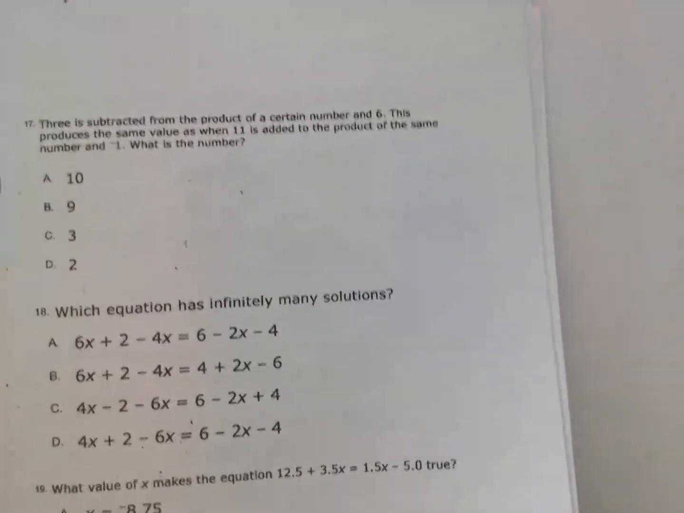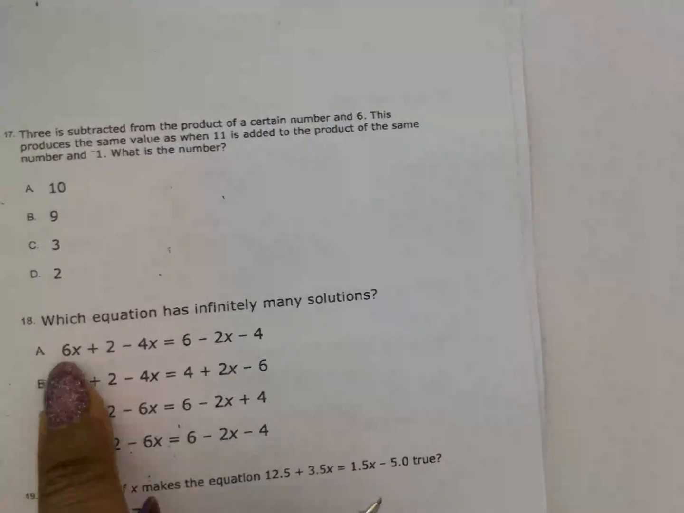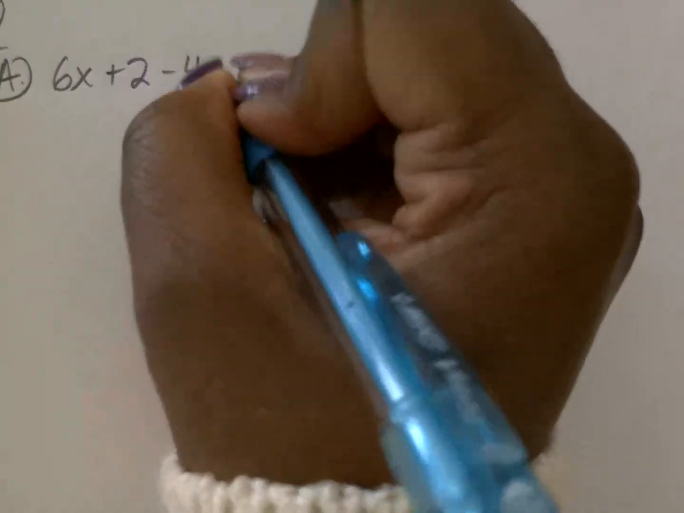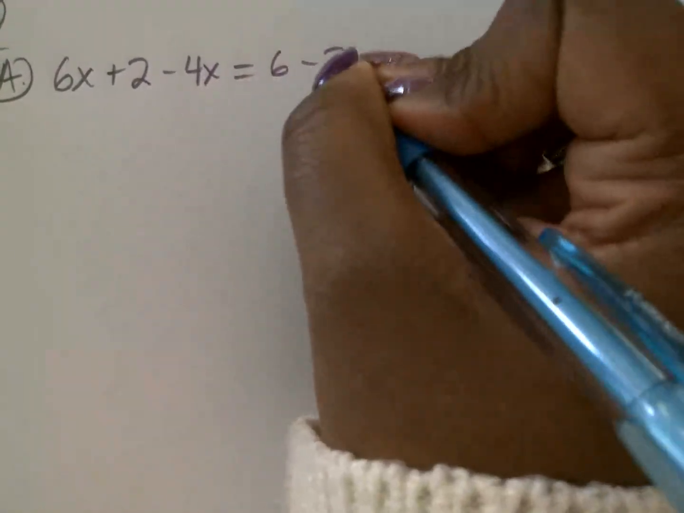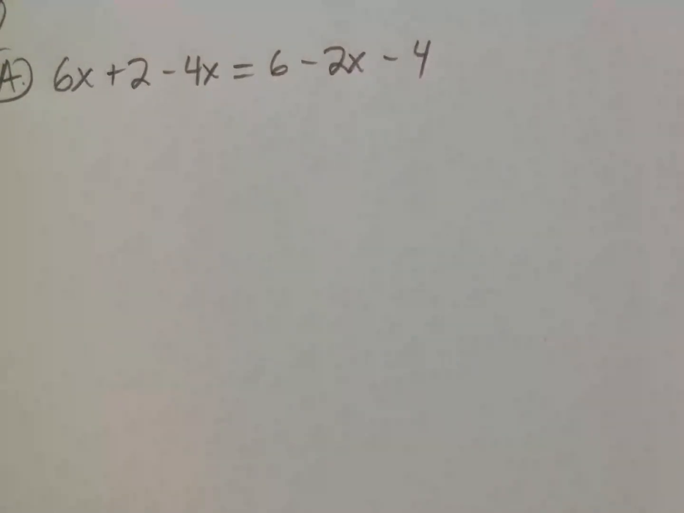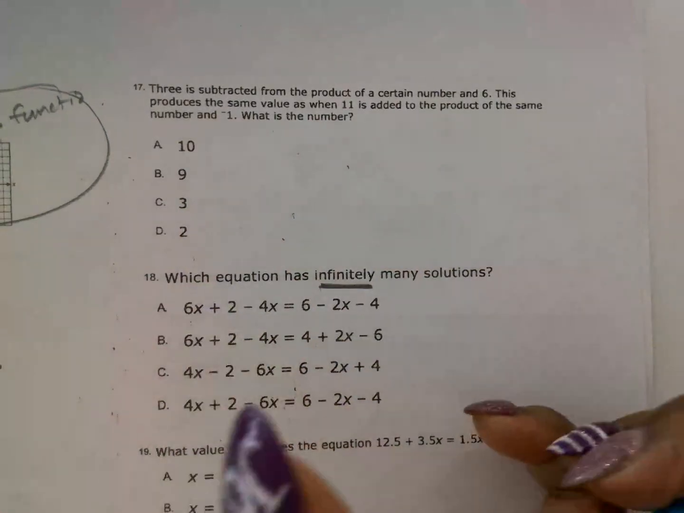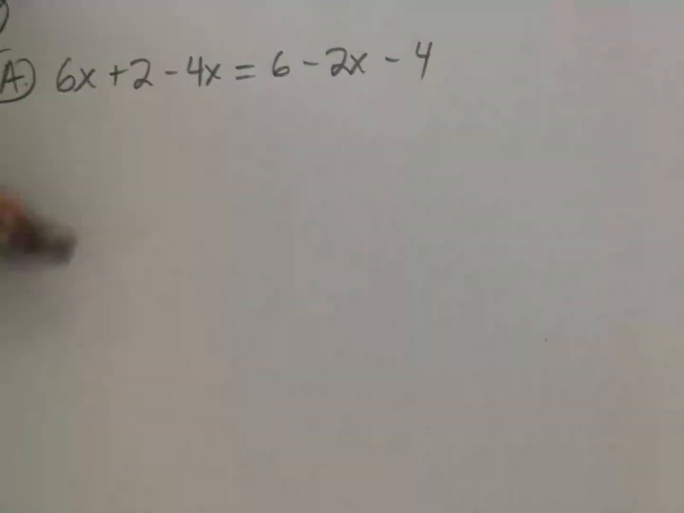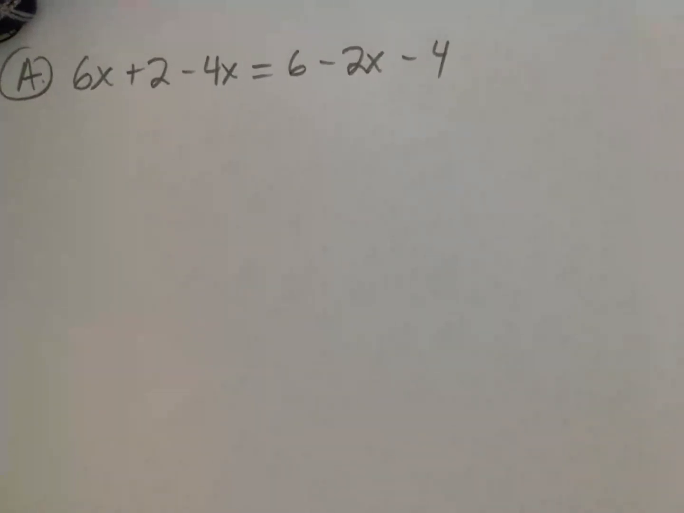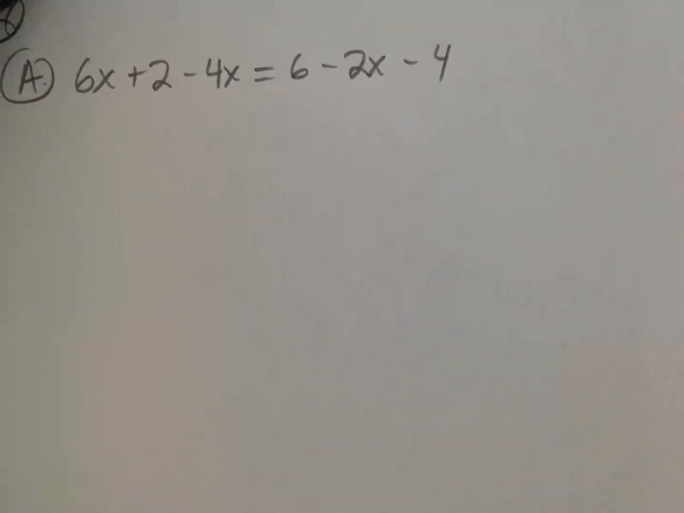All right, so we got 18. All right, so we're looking at how many solutions you have. Okay, so if I am combining like terms here, let me write them one at a time. So I have 6x plus the 2 minus 4x is equal to 6 minus 2x. All right, so we want to know which one is infinitely many. That means both sides are exactly the same. So let's look at this to see if both sides are exactly the same. If both sides aren't exactly the same, then it's not infinitely many.